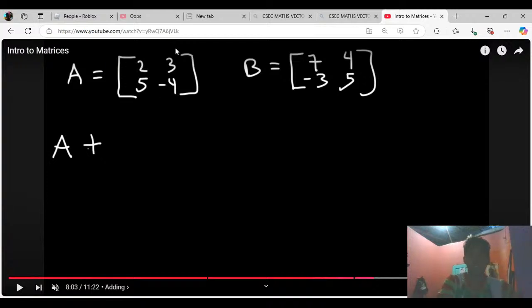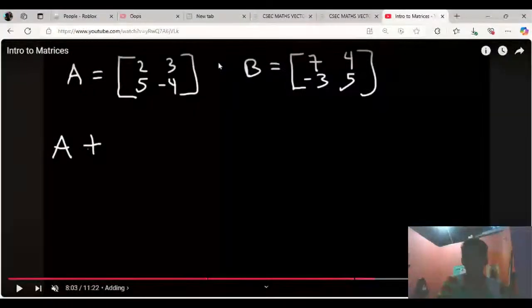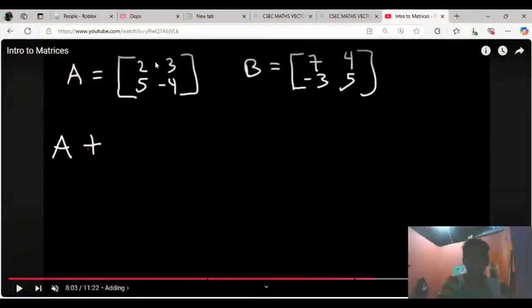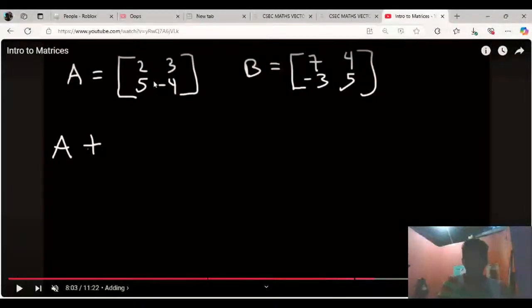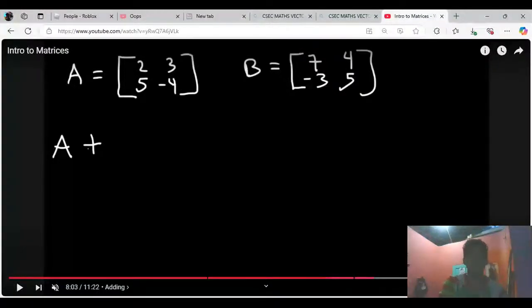So we have 2 and 5, 3 and -4. And on B, we have 7, -3, 4, and 5, right? So we have 2 right here. We use that 2 and add it to the 7, so that is 9. 3 plus 4 is 7. So this would be 9, 7, then 5 plus -3 is 2, and -4 plus 5 is 1. So the end answer would be 9, 7, 2, and 1.